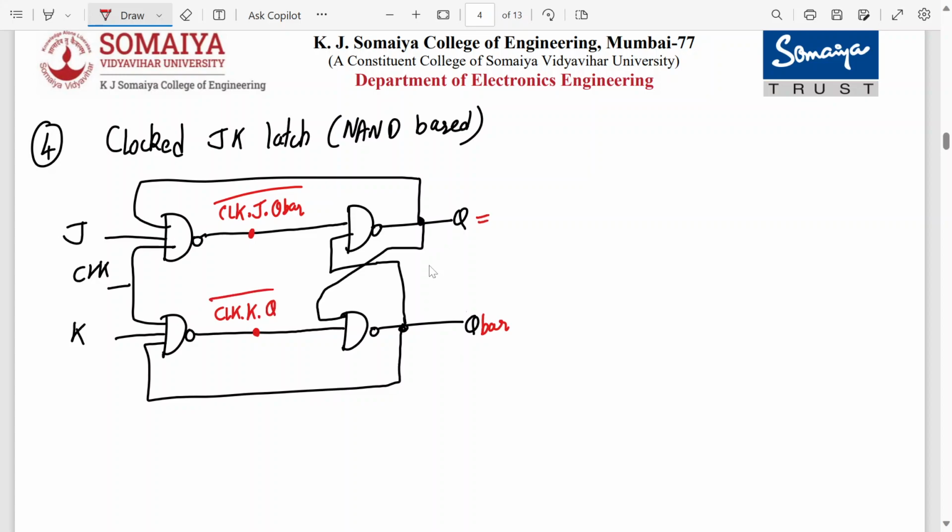So here Q will be same thing multiplied by Q bar, the whole bar, right? Sir, in the above one it should be Q, right? Because the input is coming from Q, not Q bar. Yeah, inside it should be Q, outside it will be Q bar, right? Yes. So K dot clock dot Q bar.